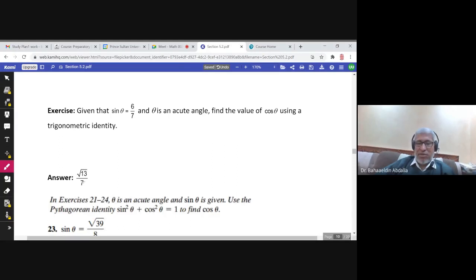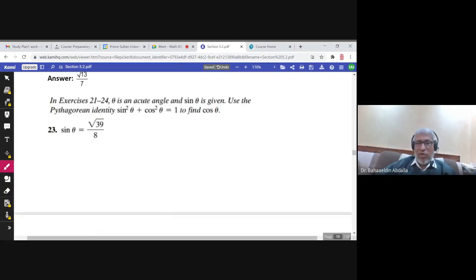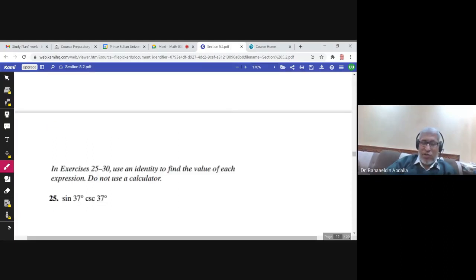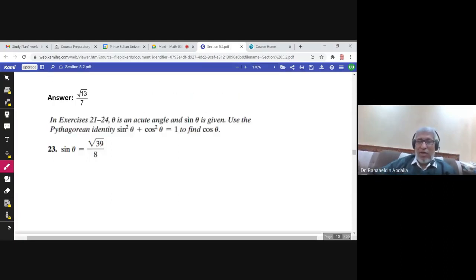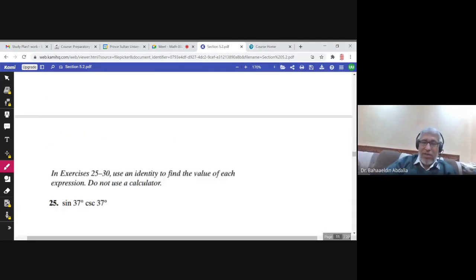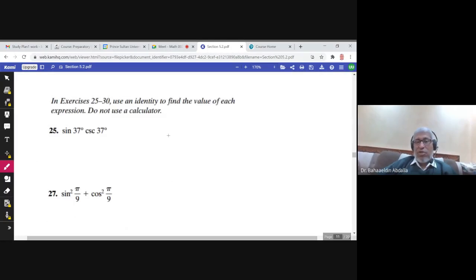Let us solve some questions from the book. Same questions. Theta is an acute angle, sine theta is given. Use the Pythagorean identity to find cosine theta. So you can solve question 23. Similarly, please do it. Let us solve these exercises. Use an identity to find the value of each expression. Do not use a calculator. When it says do not use a calculator, you need to show your steps.